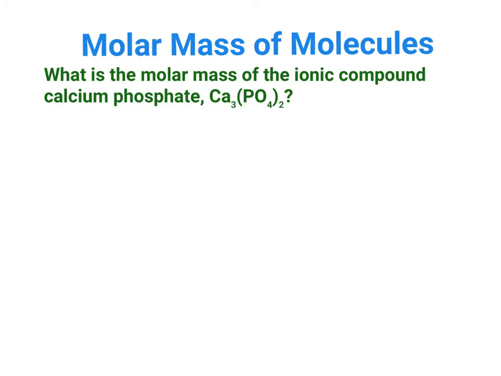So in this case, we want to know the molar mass of the ionic compound calcium phosphate. In order to figure this out, you actually have to figure out how many of each type of atom you have in the compound. So let's take a look at this compound one by one. There are 3 elements in this compound. There's calcium, there is phosphorus, and there is oxygen. Let's start with calcium. In this compound, I have 3 atoms of calcium because there's a 3 right there.